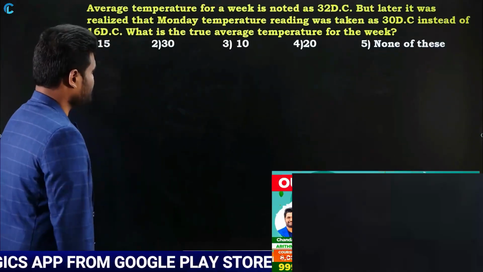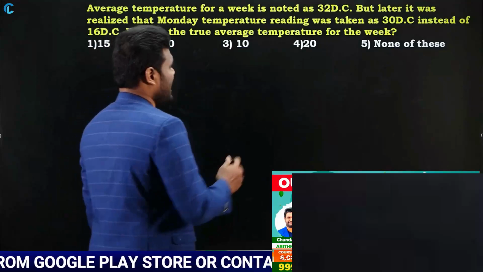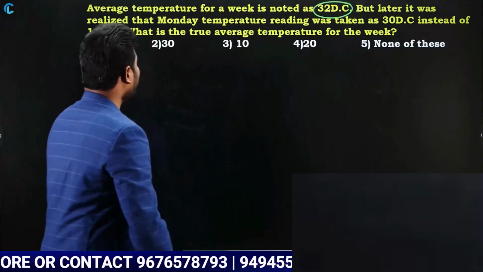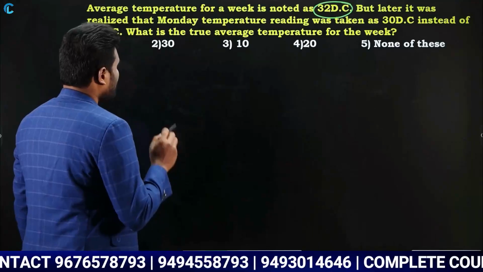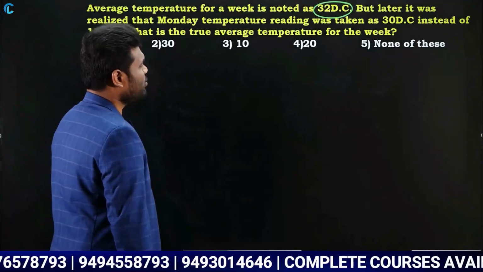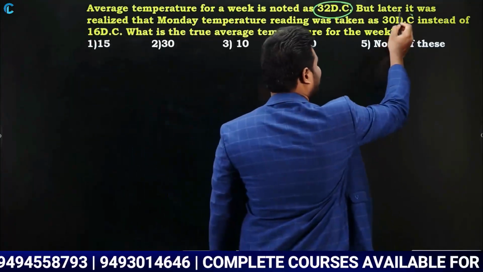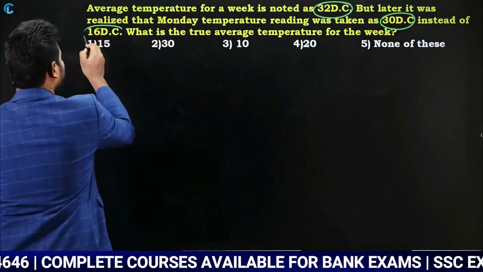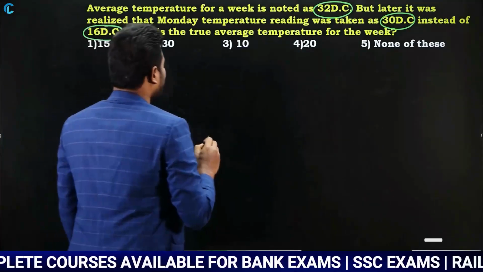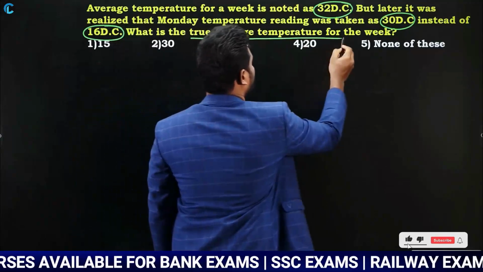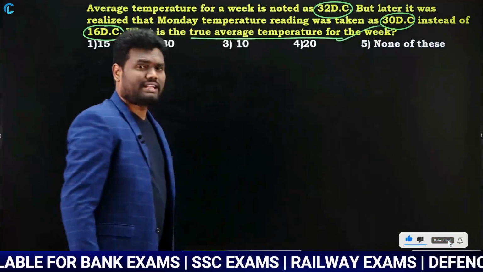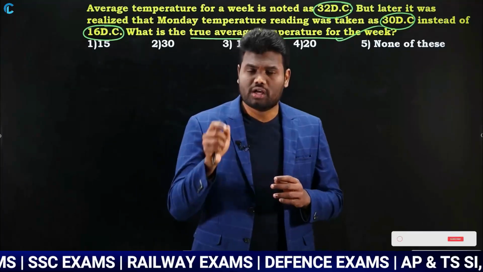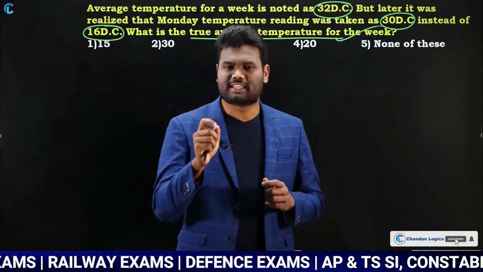The average temperature for a week is noted as 32 degrees Celsius, but later it was realized that Monday's temperature reading was taken as 30 degrees Celsius instead of 16 degrees Celsius. What is the true average temperature for the week? So they are asking us to find the correct or true average temperature for the week.